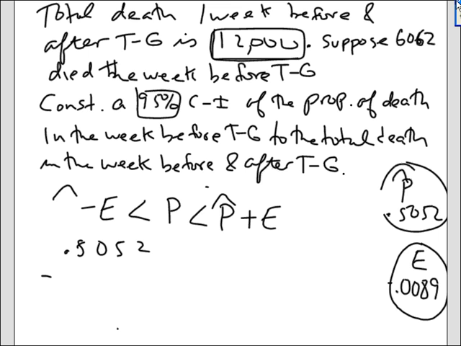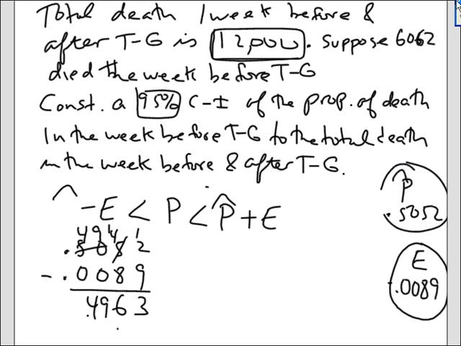So let me do p hat minus E. 0.5052 minus 0.0089. You borrow, you get 3. You borrow again, you get 6. 0.4963. And then you add them. 0.5052 plus 0.0089 gives 0.5141.